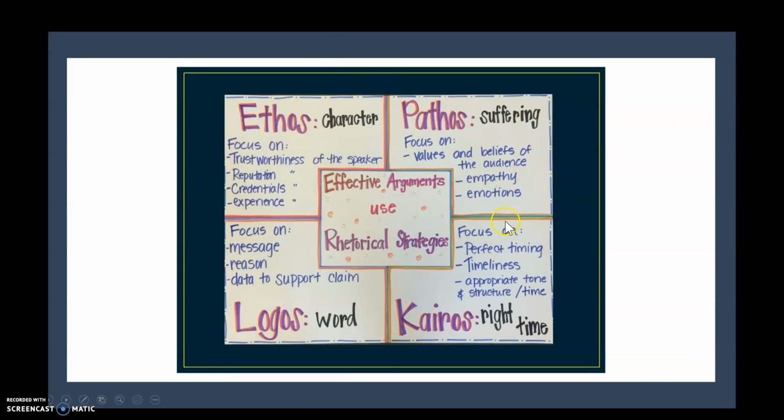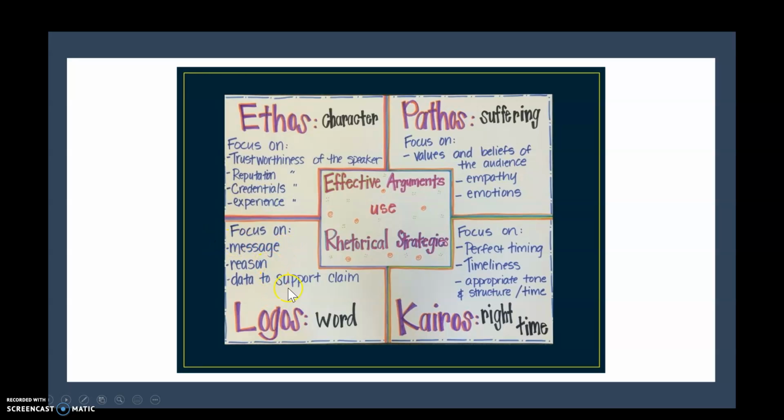So here's a quick summary of everything that we've talked about with these rhetorical appeals. Ethos is about character. You focus on trustworthiness of the speaker, reputation, credentials, and experience. Pathos is emotion. It's not suffering. It's actually pity and shock and pity, I think, is how Aristotle tended to use it, but it means emotion. Focus on values and beliefs of audience, empathy and emotion.